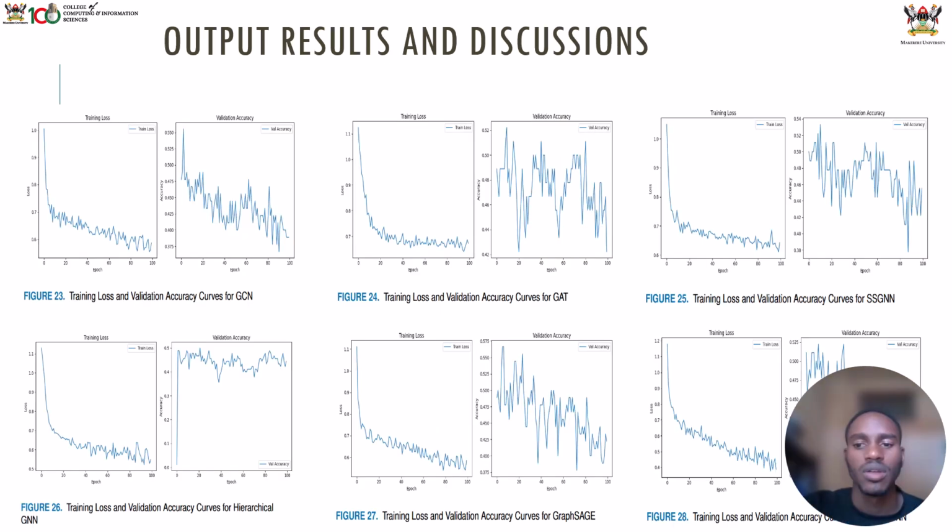Thank you. My name is Kaiwa Jashabim Magezi, and I'm going to talk about the output results and discussions. So just below here, we have a group of graphs and visualizations that show the training loss and validation accuracy for each of the models that we implemented. One that stands out starkly is the hierarchical GNN, which is in the bottom left corner here, and it shows a very nice validation accuracy compared to the others.